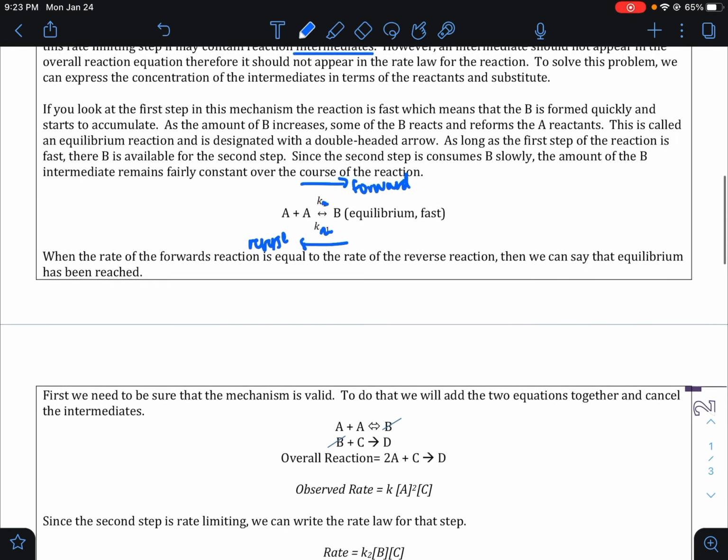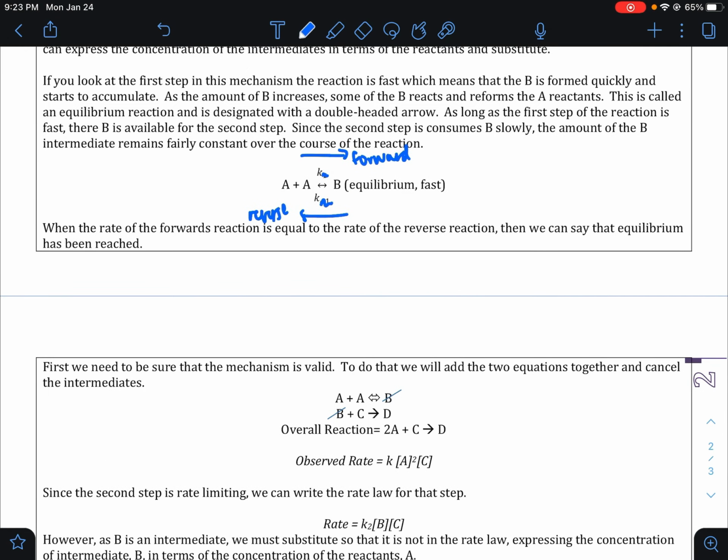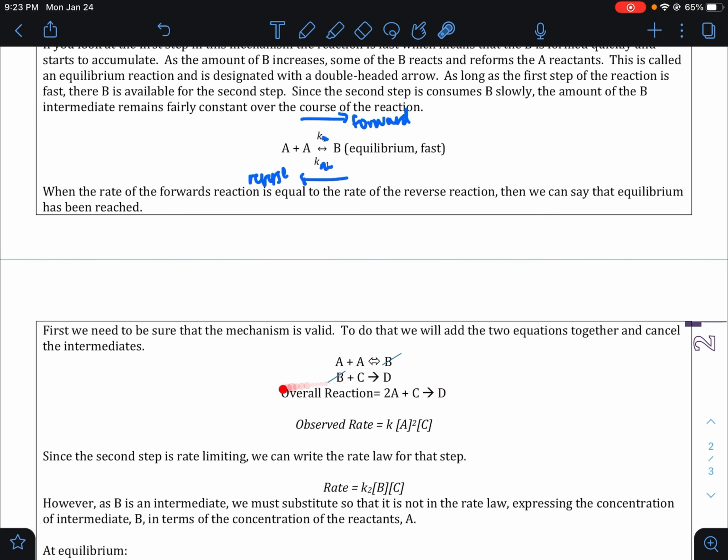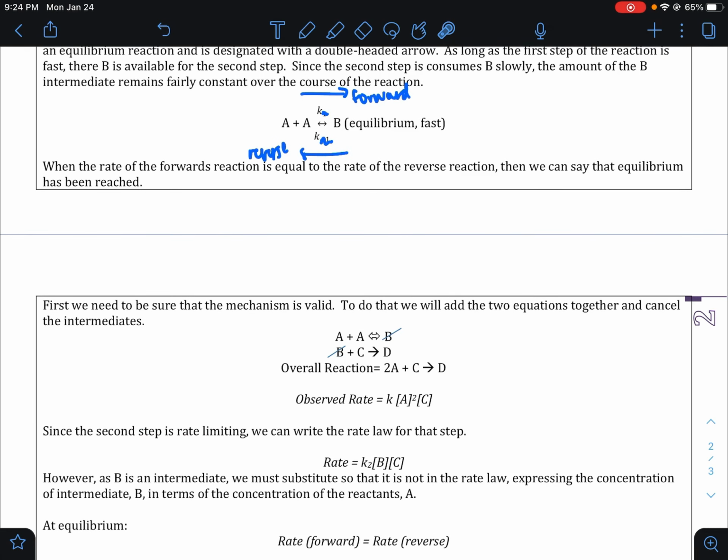Now, we first have to make sure that the mechanism is valid, meaning when we cancel these all out, these individual steps add up to our full overall reaction. So this here is our overall reaction, and this here is our observed rate. This is what we get experimentally. And since the second step is rate limiting, that's what we're going to use. Again, this is our slow step, or our rate determining step.